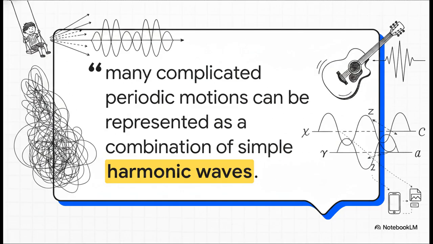Enter Joseph Fourier, who gave us basically the ultimate cheat code. He proved that no matter how chaotic a repetitive wave looks, you can mathematically break it apart into a series of pure, perfect, simple harmonic waves stacked on top of each other. Actually, that is exactly how your smartphone compresses image and audio files today.